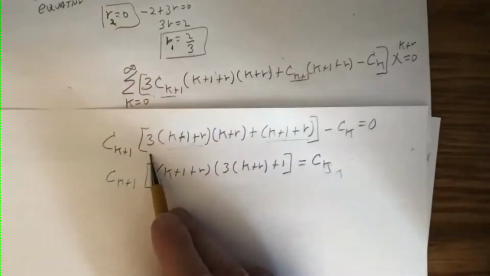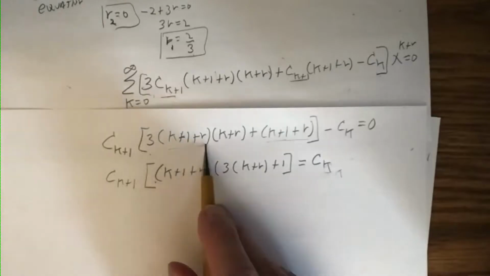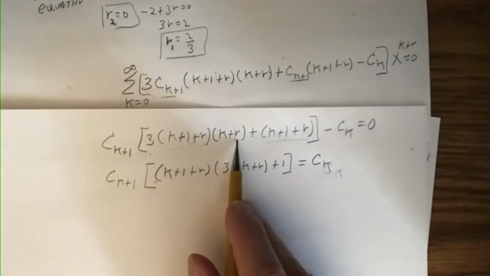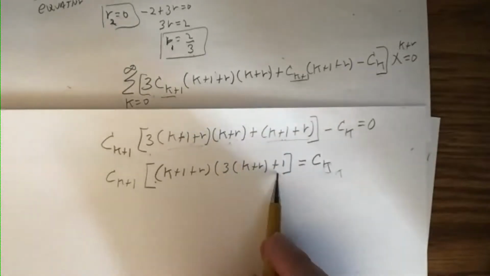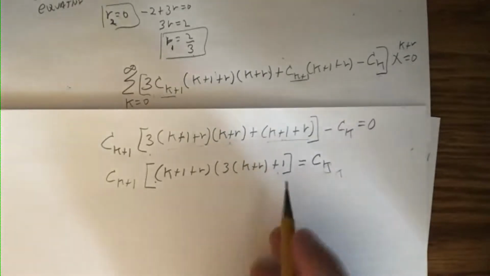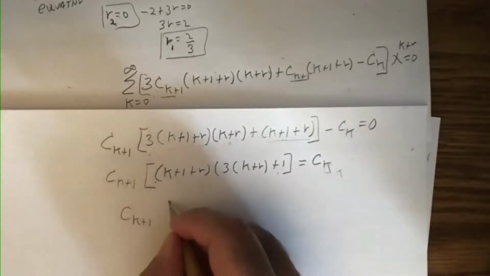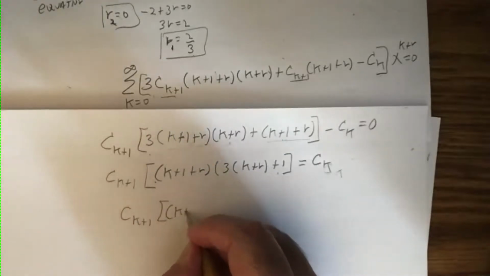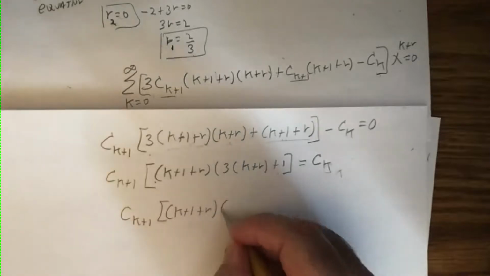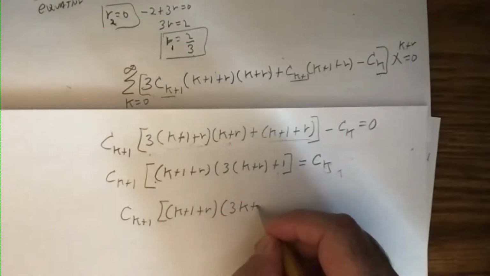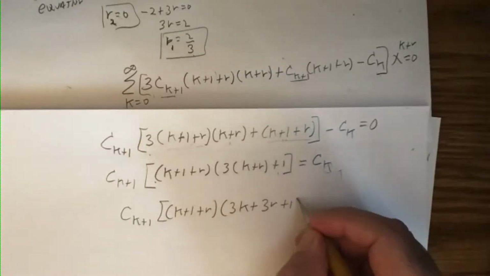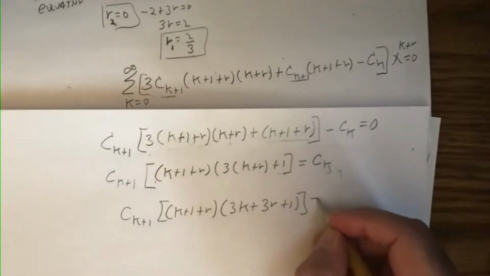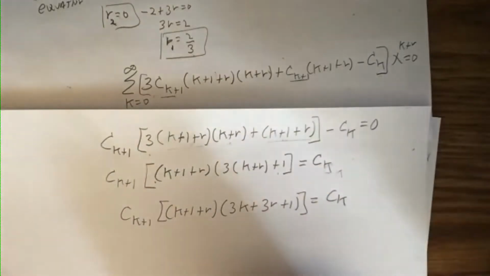So I factored this out, and when I factor this out, you get a 1 here. So you get this. That looks right. I wanted to write it like this. I can write this as 3k plus 3r plus 1. So see, I'm getting my recursion relationship.